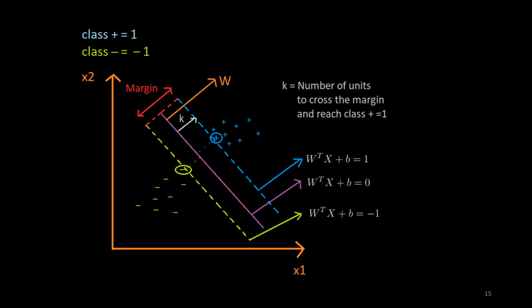So in the previous lecture, we discussed the mathematics of support vector machine in detail, and we derived an equation of a very important variable, which was k. The definition of k was that it is the number of units to cross the margin and reach class plus or class 1. So basically, if any data point was at the decision boundary and that data point wants to be classified as class 1 or a positive class, it has to move k units in the direction of w so that it can reach the class 1 or the positive class.